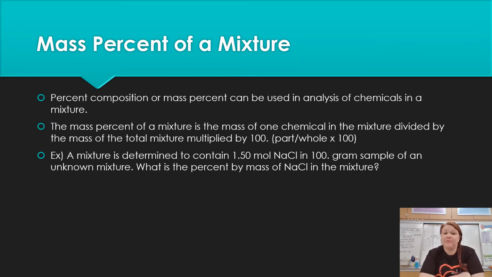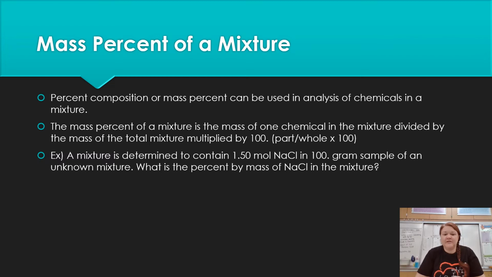As a reminder, percent composition or mass percent can be used in the analysis of chemicals in a mixture. We've used it so far just to look at elements within a particular compound. Now we're expanding our viewpoint and asking, what about multiple chemicals in a mixture?